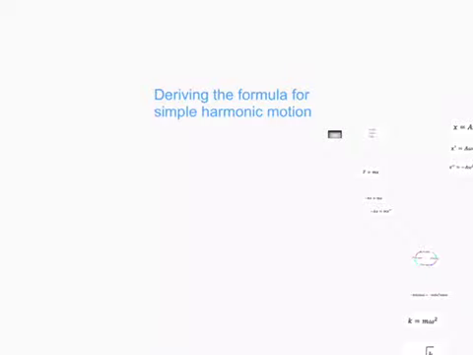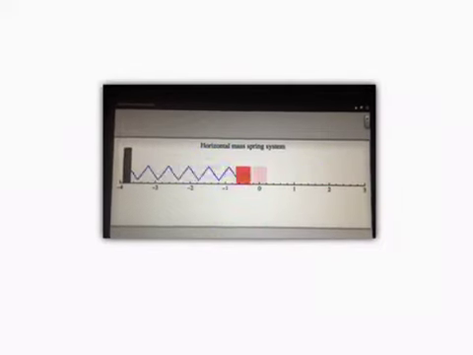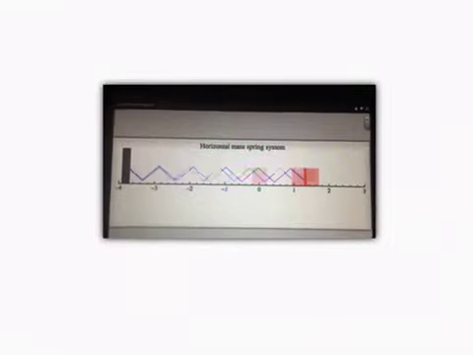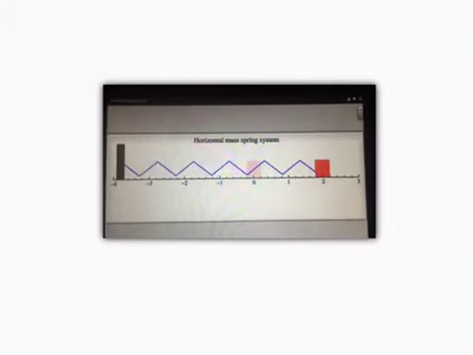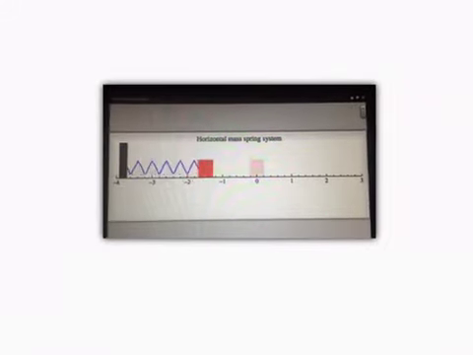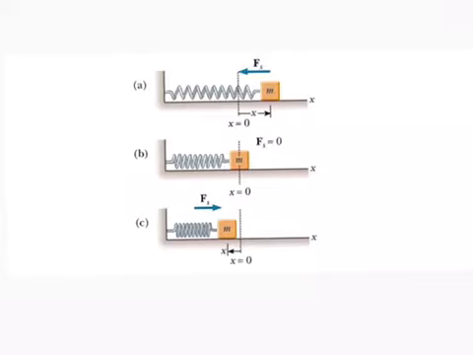Deriving the formula for simple harmonic motion. Consider a mass m which slides over a horizontal frictionless surface. Suppose the mass is attached to a light horizontal spring whose other end is anchored to an immovable object. Let x be the extension of the spring.